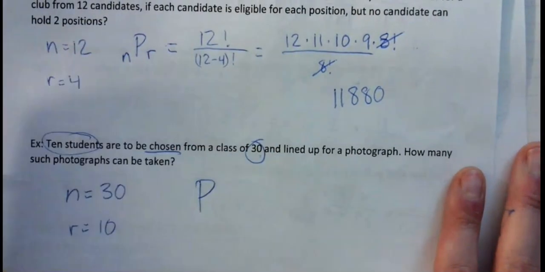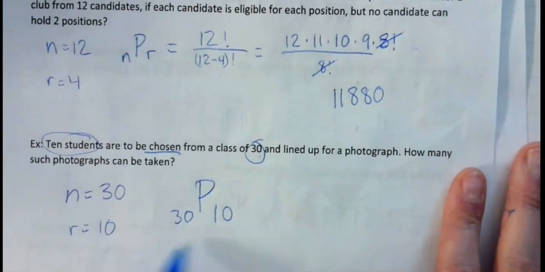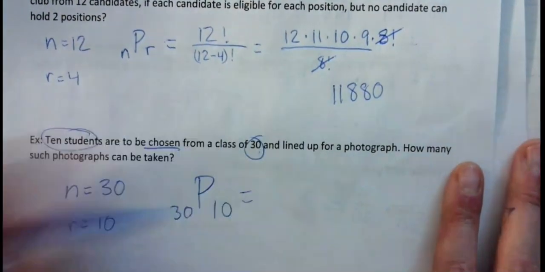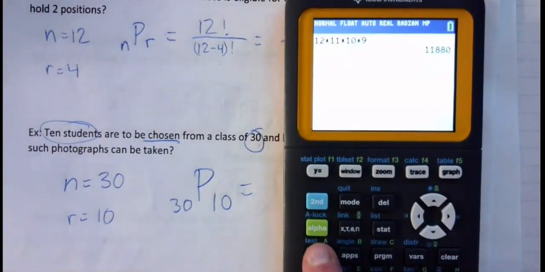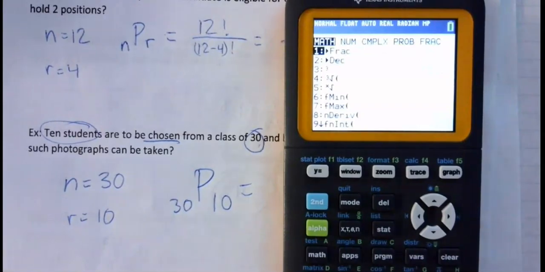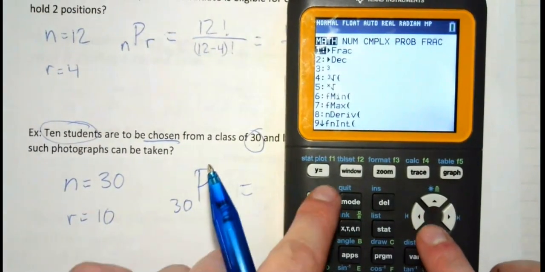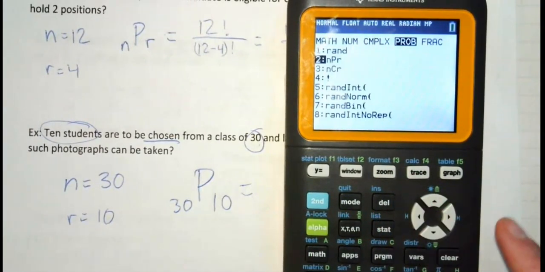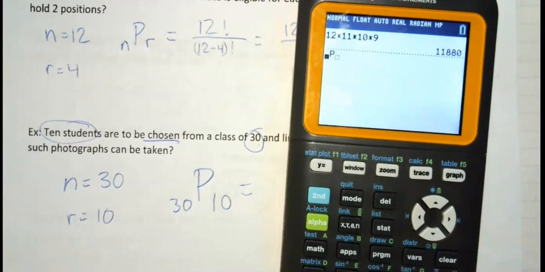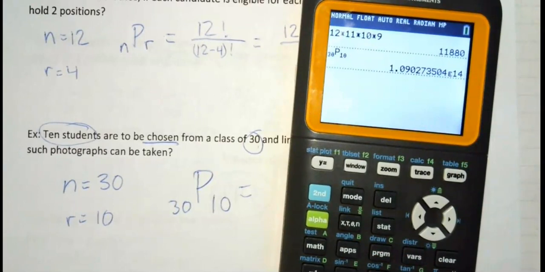So for a permutation, your total goes first, and then the amount you're picking goes second, and there is a place for it in the calculator. So now it's time to get your calculator and go to math. Calculator, math. And then you're going to go to probability. So you're going to go over to prob, and then down to nPr. And it does 30, and it does 10, and you get this.